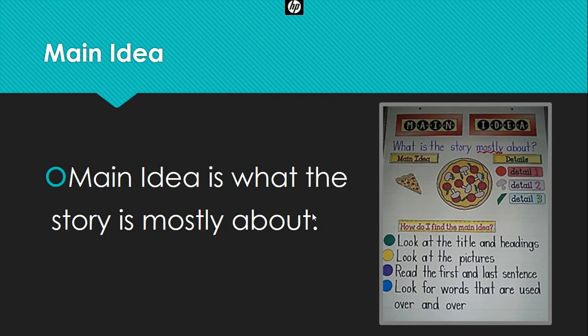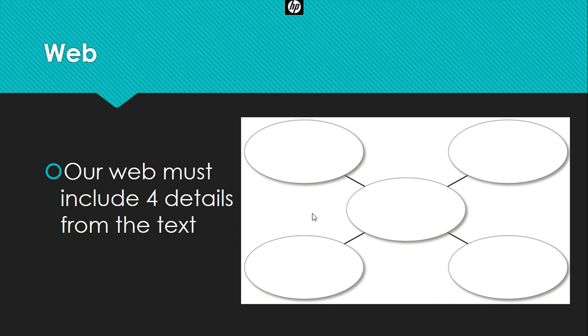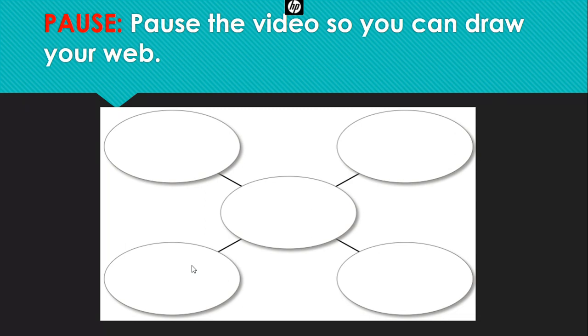Main idea. Main idea is what the story is mostly about. We're going to be using this web, and the web is going to include 4 details, and the details are going to come right from the text. All information will come from the text. What I would like you to do is pause the video so you can draw your web. Make your web look something like this.